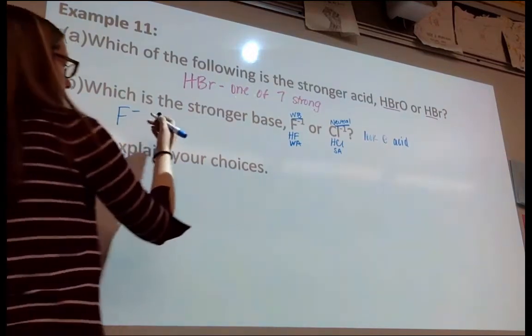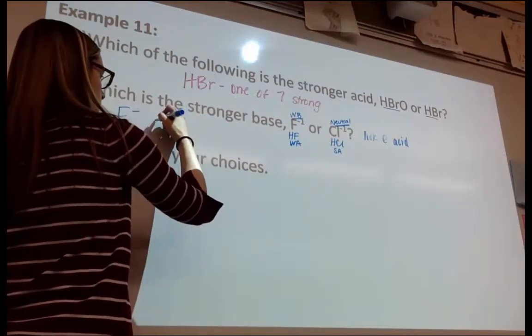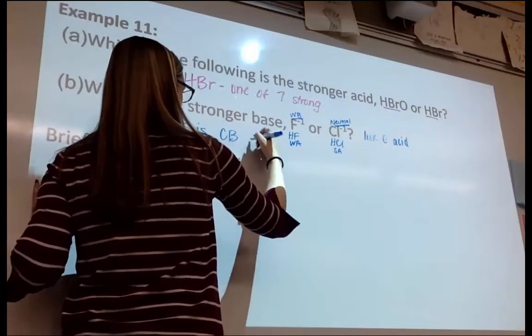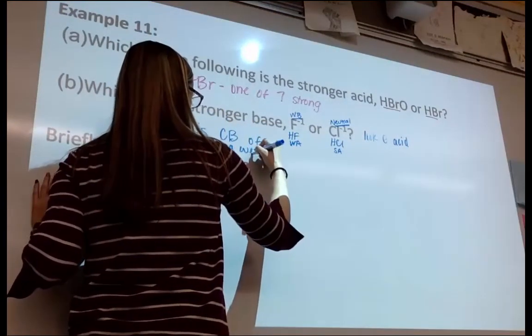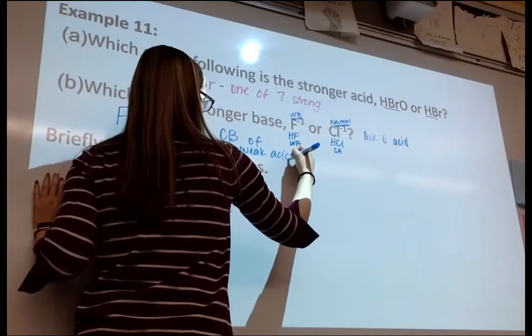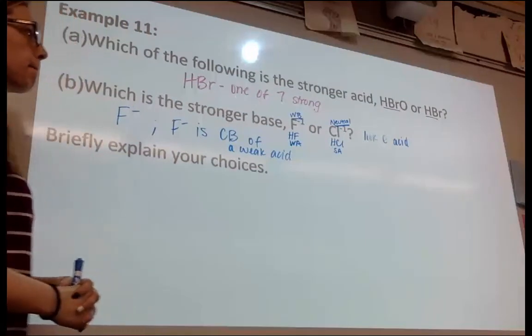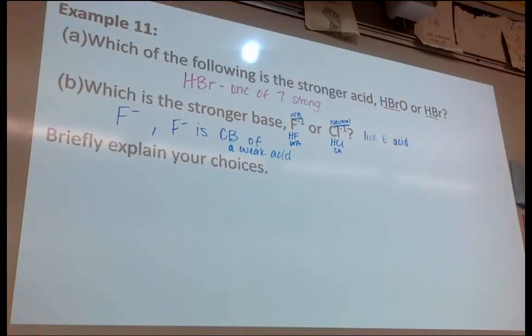Right, and so F minus is the conjugate base of a weak acid, meaning it's a weak base. Cl minus is neutral. A neutral substance is not basic. A neutral substance is not acidic. So again, this will help you. I believe this is a multiple choice question on Mastering. Number 7 of Mastering looks at this.